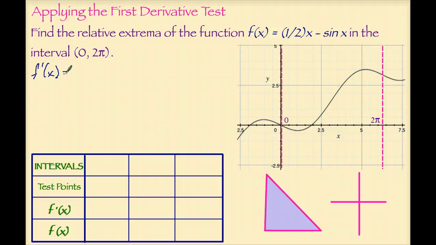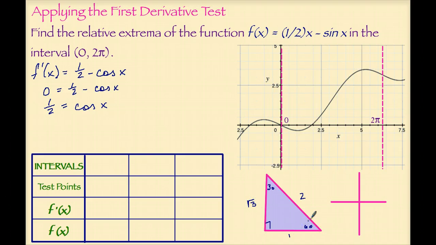F prime of x is equal to 1/2 minus cosine x. To find critical numbers, we set the first derivative equal to 0. 0 equals 1/2 minus cosine x means we're looking for places where cosine x equals 1/2. Now, we have to remember that 1/2 comes from the 30, 60, 90 triangle. So if this is a 30, 60, 90 triangle, then the sides are 1, 2, and the square root of 3 accordingly. Which angle, 60 or 30, has a cosine of 1/2?